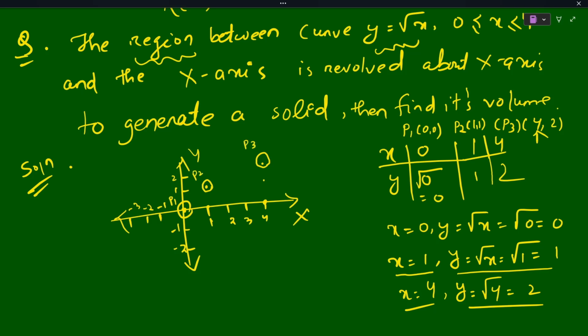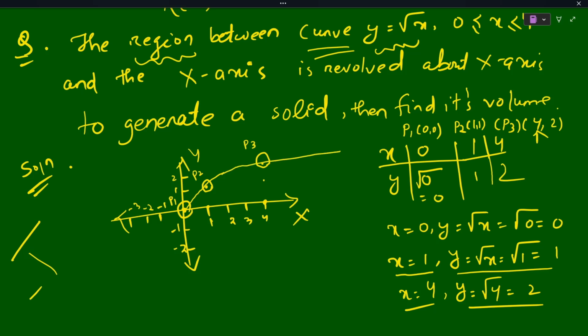Now I have to join these 3 points. Now see, it is a curve, right? It is a curve, so I cannot draw this like a straight line. Okay, in this way I cannot draw, so I have to make a curve. So let's draw a curved line.